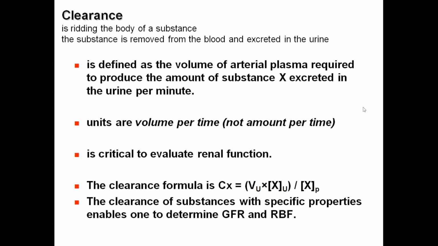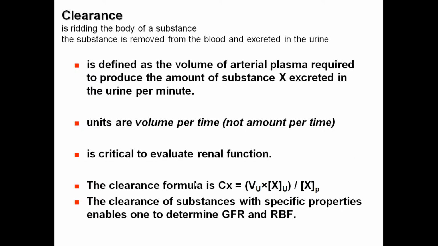So clearance, if you translate it, is clearing the body of a substance. The substance is removed from the body and excreted in urine, and it is defined as a volume of arterial plasma required to produce the amount of substance excreted in urine per unit of time. And units are volume per time. And clearance is critical to evaluate renal function.